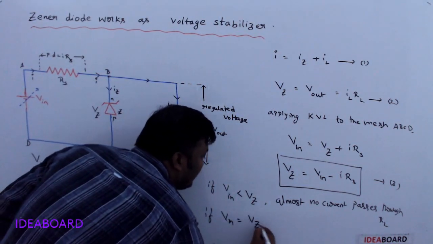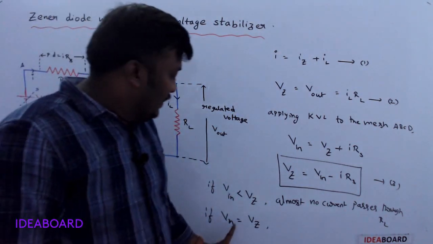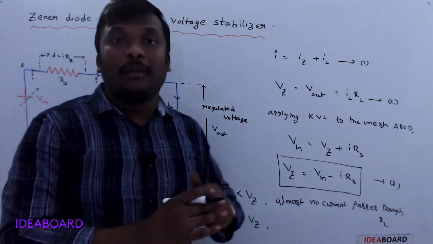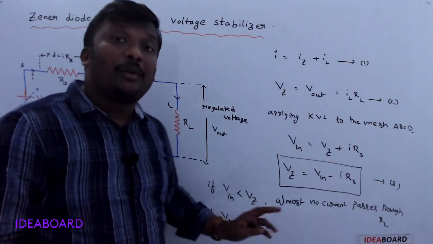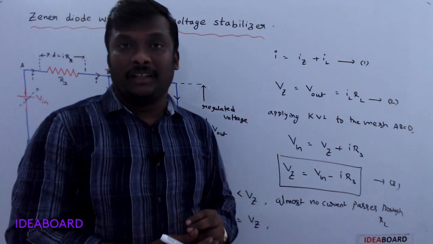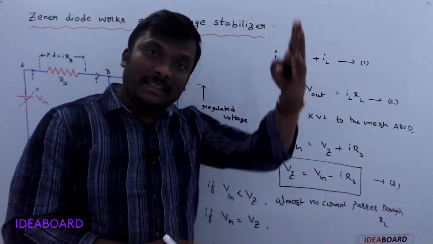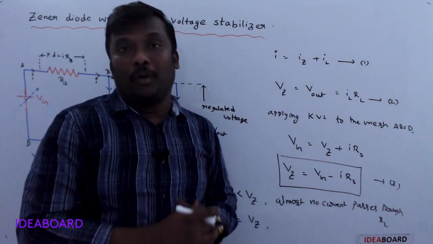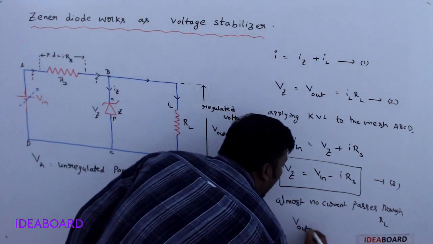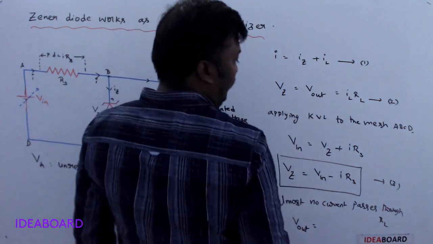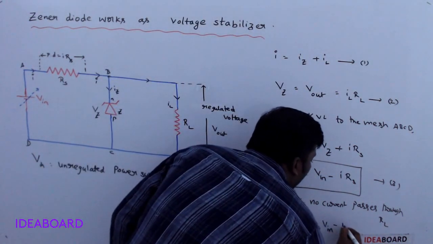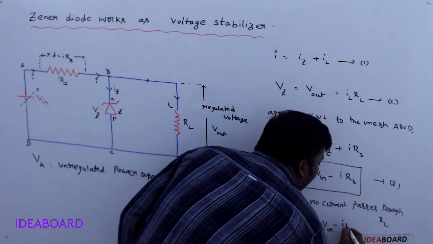If V in is equal to Vz, the input voltage is equal to the Zener voltage, then what happens? Now the diode is in the breakdown region. In the breakdown region, the diode always supplies a constant voltage. And the formula for V out is V in minus I RS.